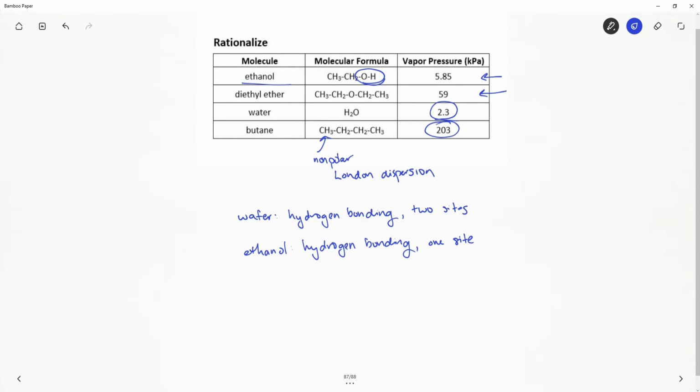Okay, the only molecule I haven't dealt with is diethyl ether. Here it's molecular formula. I can see we have oxygen-carbon bonds going on, but no oxygen-hydrogen bonds, so there's no hydrogen bonding. However, that oxygen is going to create a polar bond, so I have a polar molecule. If I have a polar molecule, my dominant intermolecular force is going to be dipole-dipole.